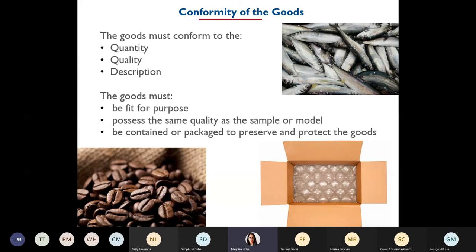So it must be fit for the purpose that you are selling it for. If it's fish and I need to eat the fish, it needs to be fit for that purpose. If it's coffee, it needs to be fit for that purpose. Now, with South Africa, if you are sending coffee, you cannot have any additives in the coffee, because that's when we will have a problem. So it needs to possess the same quality as the sample or model that you've sent. There cannot be any move away from what you've sent.